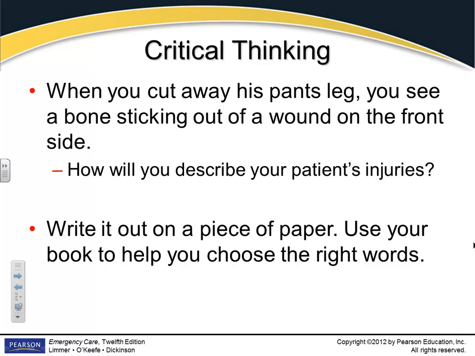When you cut away his pants legs, you see a bone sticking out of a wound on the front side. How would you describe this patient's injury? How would you describe the injury to the thigh? Critical, yeah. Is it left or right? Okay, which bone is it? It's a femur fracture. And it says it's sticking out of the wound on the front side. So, anterior maybe. You don't see many posterior of these.